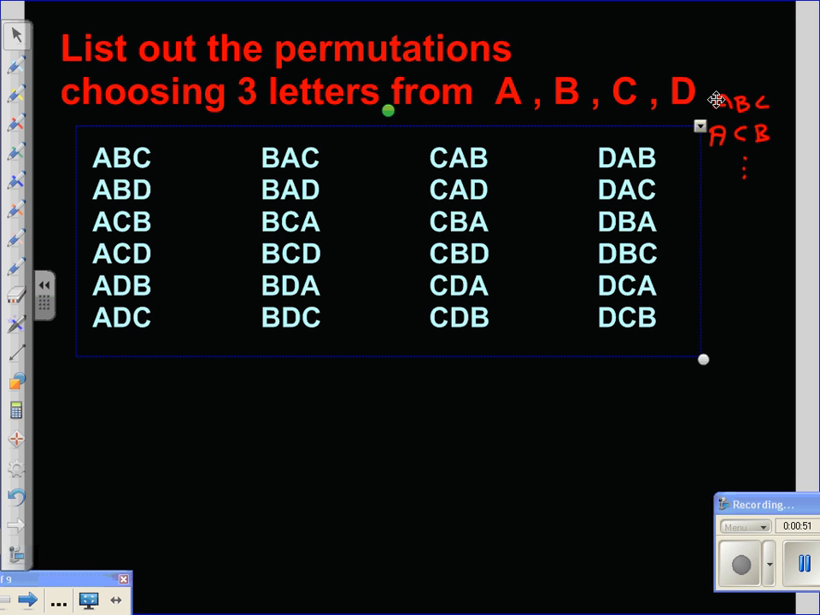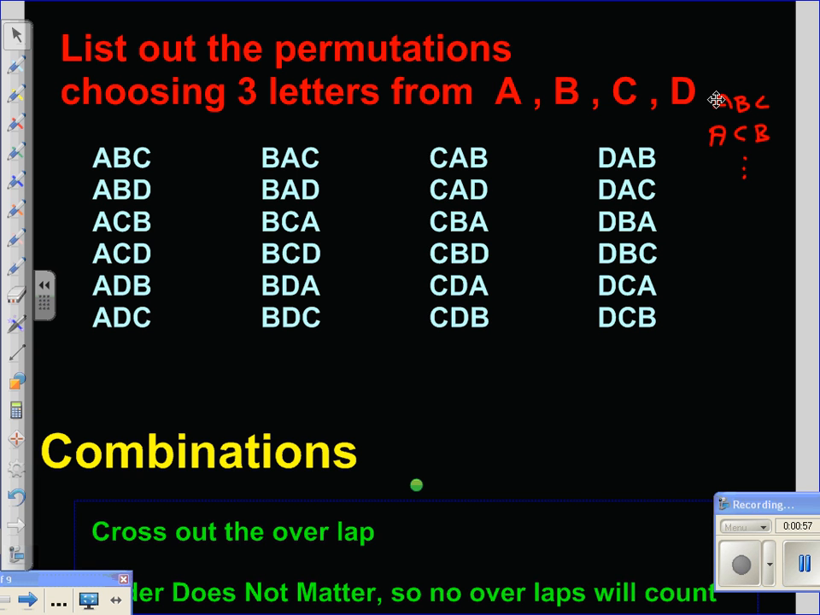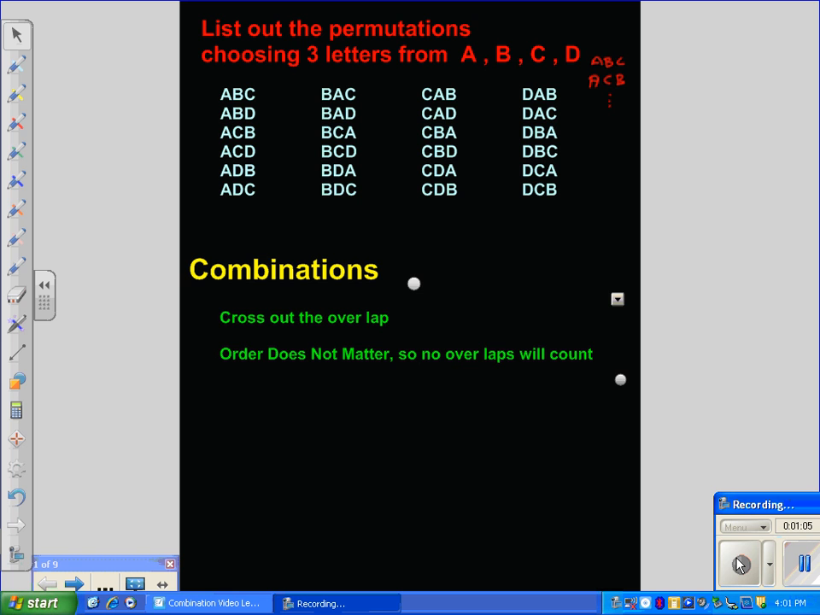Well, today we're going to talk about combinations. And when we talk about combinations, we want to cross out that overlap. We do not want any overlap to be there. So we want to cross out all these overlaps because those won't count, because order doesn't matter when we talk about a combination. If we have the letters A, B, C, we count those only one time.